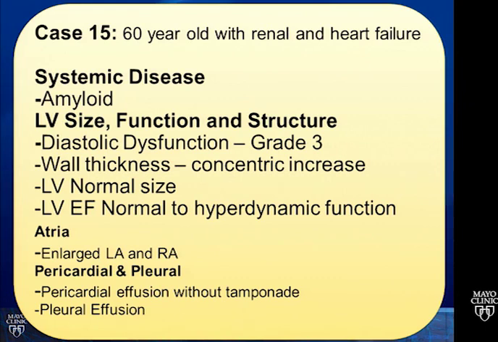We would say wall thickness, concentric increase. Left ventricular size was normal. The ejection fraction was normal. Maybe, it only gives you normal to hyperdynamic, but I would say that ejection fraction was normal. The atria were both enlarged. There was a pericardial and pleural fluid. Now, the pericardial fluid, you could argue about how much there was, but there was a definite pleural fluid that I think you should probably have noted.